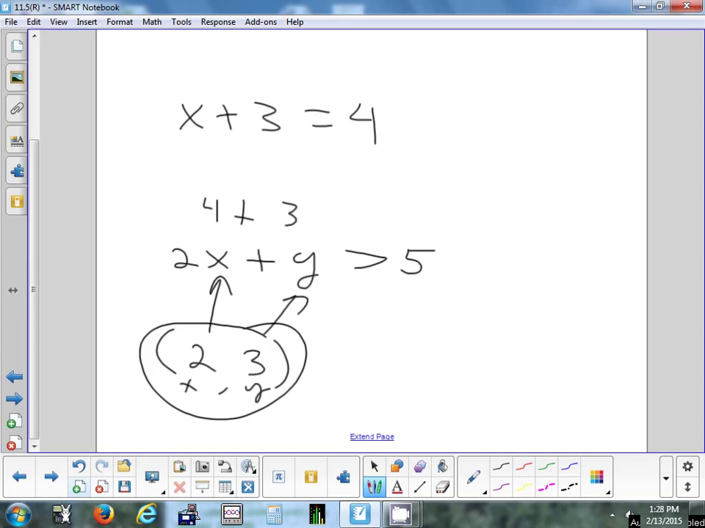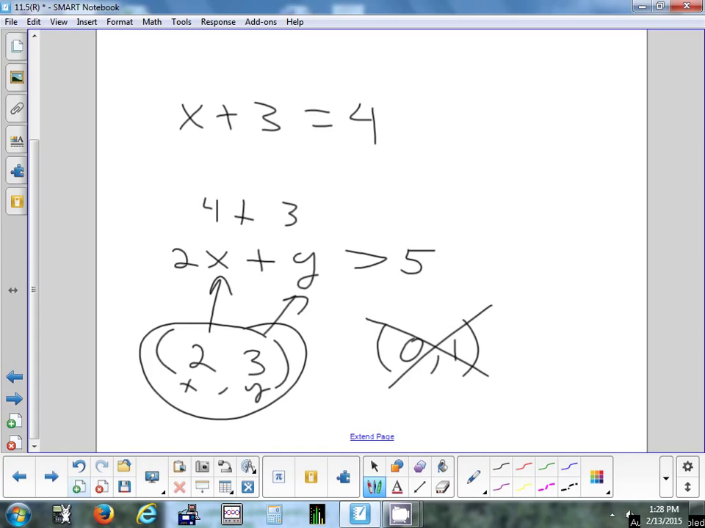Is it the only answer? No. You can pick any number for x, any number for y, as long as when you fill them in, it comes out bigger than 5. Here's something that's not a solution: (0, 1). That one wouldn't work. If you plug in 2 times 0, you get 0. 0 plus 1 is how much? 1. Is 1 bigger than 5? No. So that's a point that doesn't work.